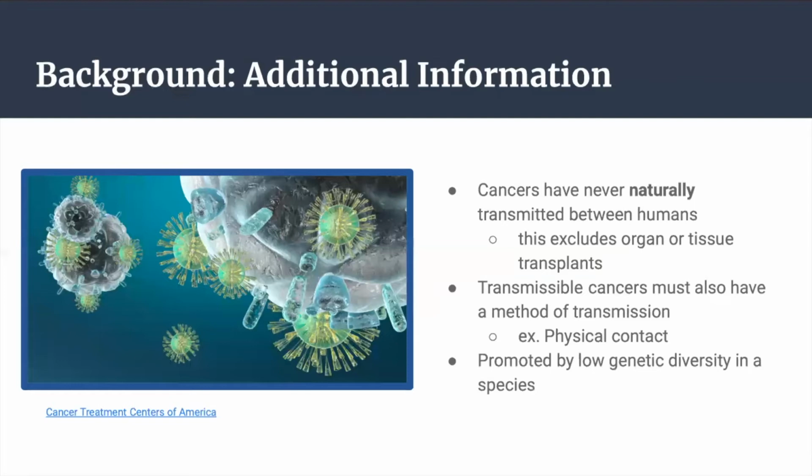Luckily, excluding organ and tissue transplants, there haven't been any cases of naturally occurring transmissible cancers recorded in humans. This is largely because of our strong immunologic responses. There must also be a route of transmission for the tumor cells to travel from one host to another, such as physical contact. Additionally, transmissible cancers are likely able to thrive in their new host as a result of low genetic diversity in the species.